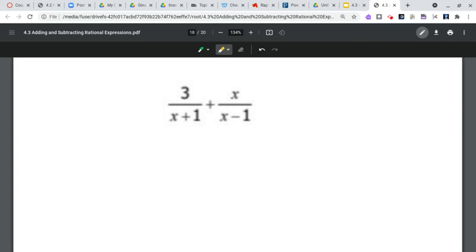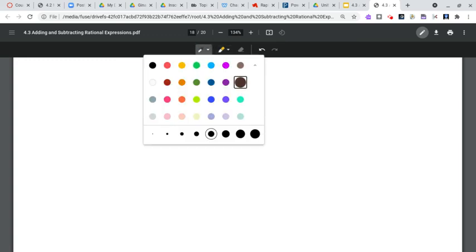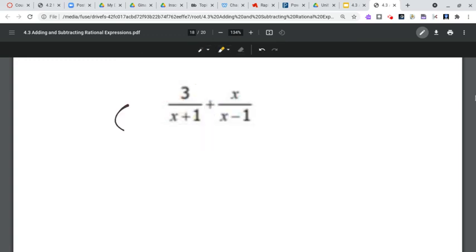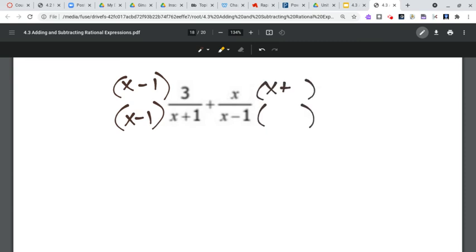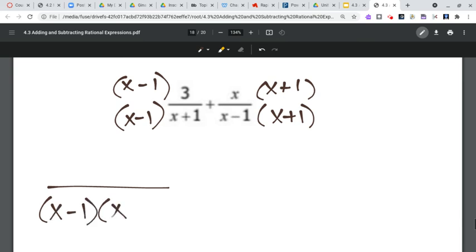That's fine. Okay. Common denominator. The LCD that I need is going to be: left-hand side needs to multiply by x minus 1, bottom and top. Right-hand side needs to be multiplied by x plus 1, numerator and denominator. Therefore, our common denominator is x minus 1 times x plus 1.